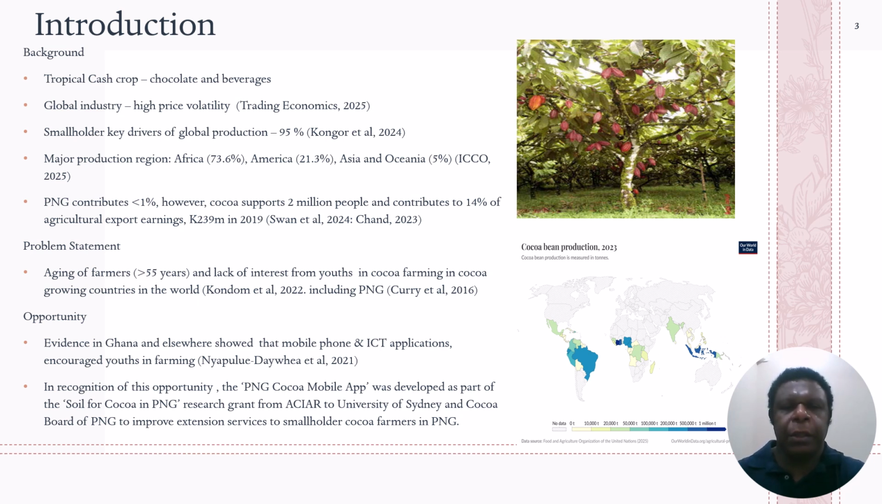However, it was also reported that mobile phone and ICT technologies have encouraged youths in farming systems in Africa and elsewhere. And so in recognizing this opportunity, the PNG Cocoa mobile app was developed as part of the Soil for Cocoa in PNG project through a research grant from the Australian Centre for International Agricultural Research, or ACIAR, to the University of Sydney and the Cocoa Board of PNG to improve extension services to smallholder cocoa farmers in PNG.